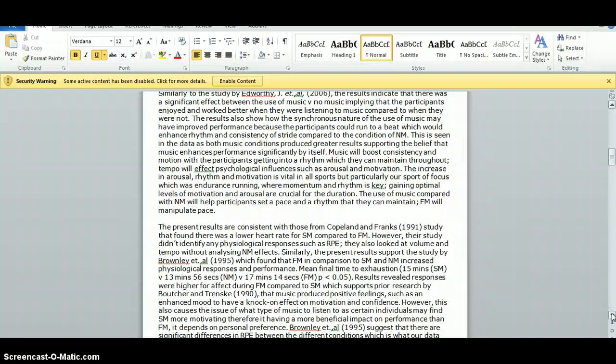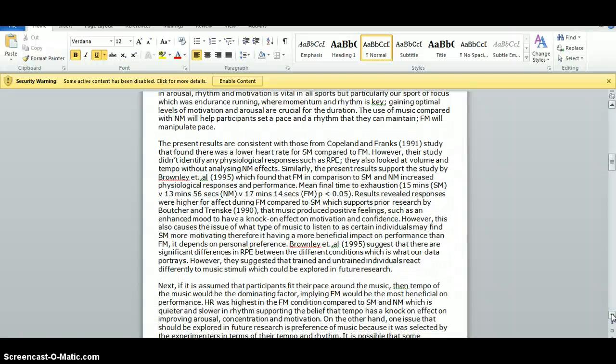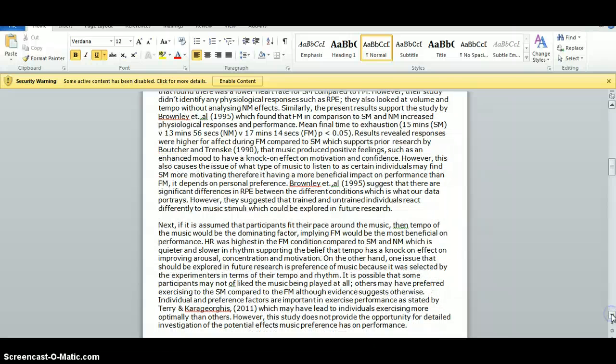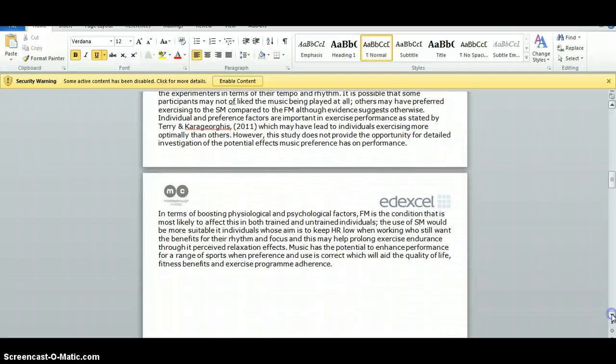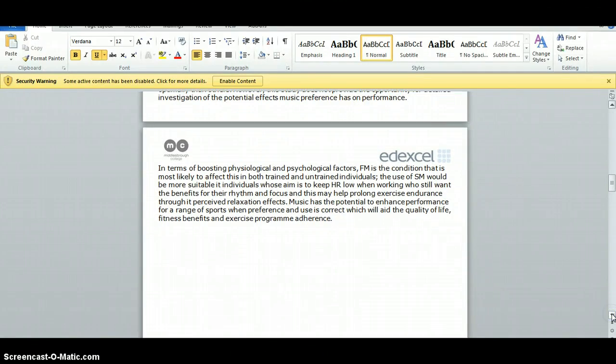There's constant link to theory, why things are happening. There's constant link to their results and the p-values. So this is a really good piece of work. Ideally, we would have references that were closer to the time, but again, at level 3, it's good just to be able to show that you can use previous research and make links to it. Finally, they put a little paragraph in there to conclude what they found.